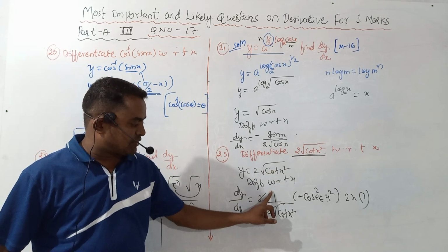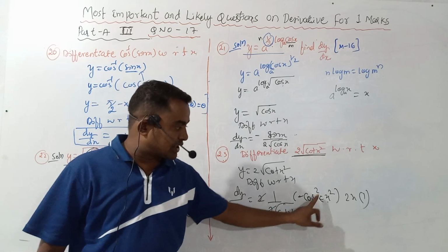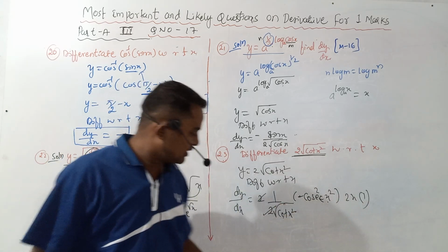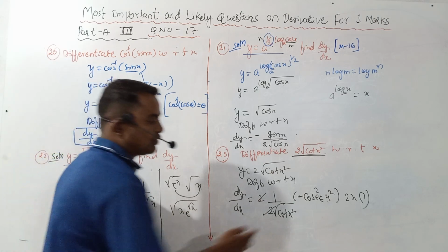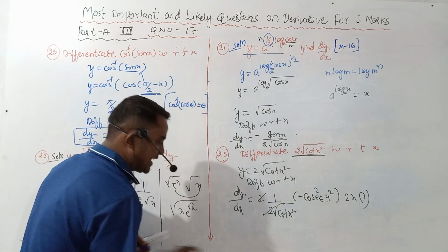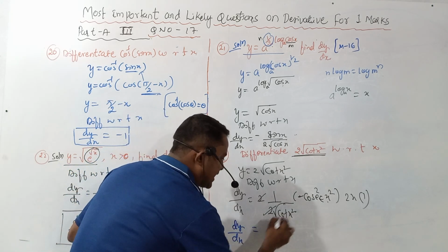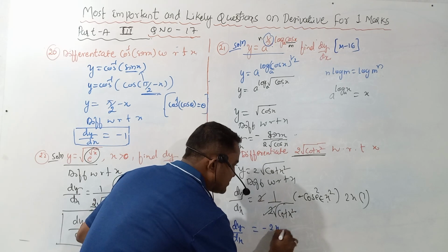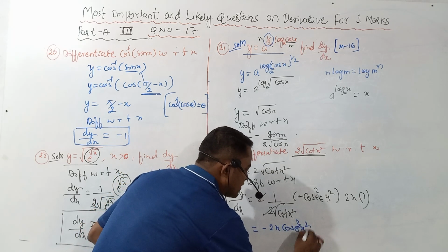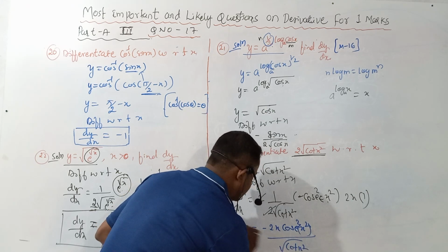Derivative of root cot x square is what? 1 by 2 root cot x square. Derivative of cot x square is minus cosec square x square. Derivative of x square, 2x. Derivative of x is what? 1. Then 2 get cancelled. 2x into minus 1 into 2x, 2x. 2x into this minus, minus. That is dy by dx is equal to minus 2x cosec square x square divided by root cot x square. This is the final answer.